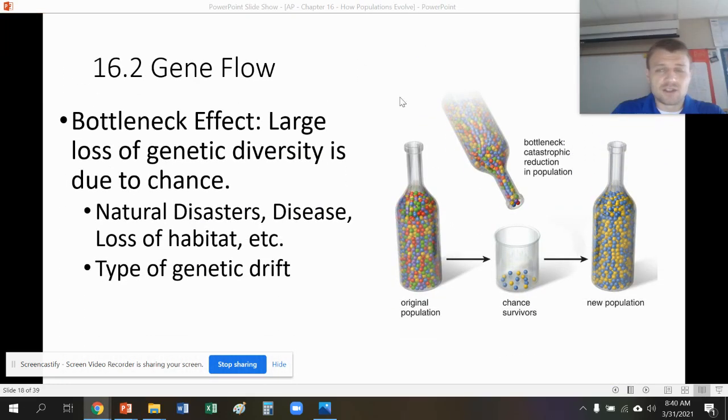Another type of genetic flow that we see is the bottleneck effect. Whenever a population goes through a huge, drastic decrease in the number of organisms, you just decimate the genetic variability here, and it's just due to chance. You can see the original population has a lot more genetic diversity than the new population. And it's because if you think about a bottle, you're only going to get a couple out of that bottle for the next generation. So it's just going to kill genetic diversity.